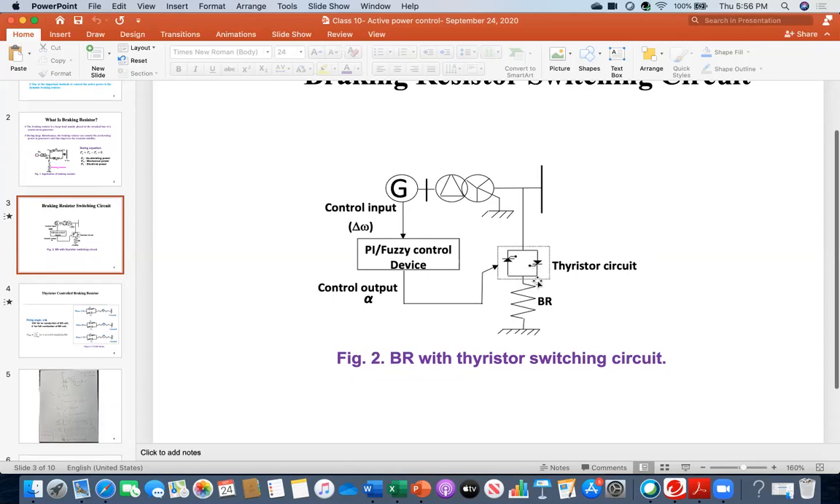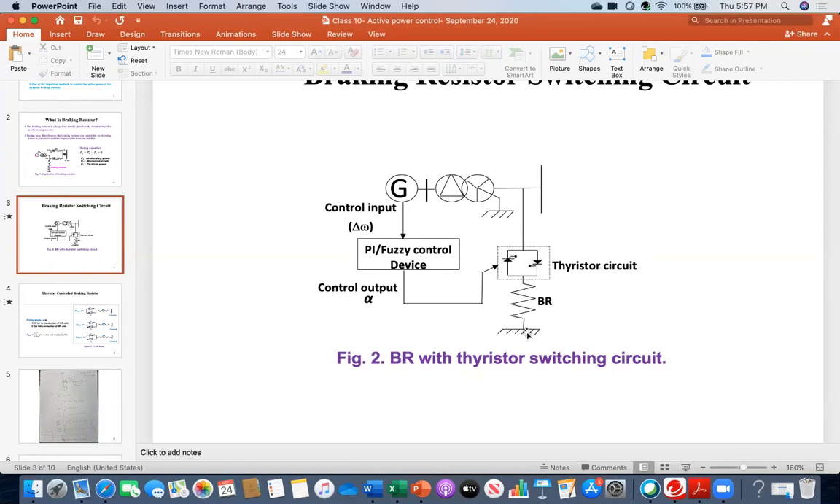As you can see, there are two thyristors connected back-to-back. During the positive half cycle, this thyristor will fire. During the negative half cycle, this thyristor fires. Really there is a sinusoidal waveform here, with positive and negative peak. So during the positive peak this will fire, during the negative peak this will fire. In that way, there will be continuous operation.